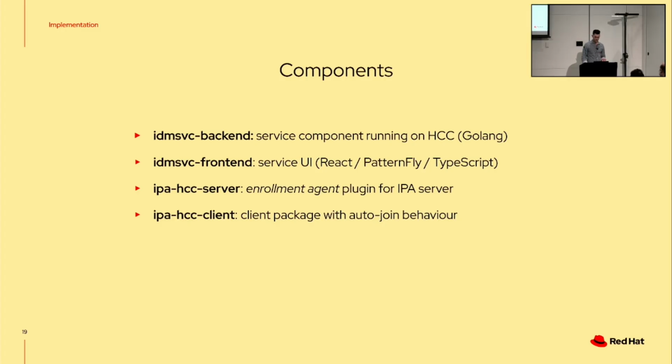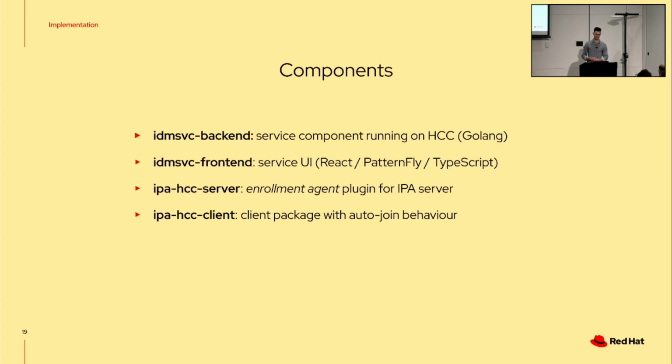So the components here: we have, on Hybrid Cloud Console, the service backend, and this is running in the console.redhat.com infrastructure. It has a database. This is where basically the CRUD API plus a few other bells and whistles are implemented, and the chosen language there was Golang. The front end, which you saw providing the registration wizard and that CRUD interface for managing the identity provider registrations, is implemented using React, Patternfly, and TypeScript.